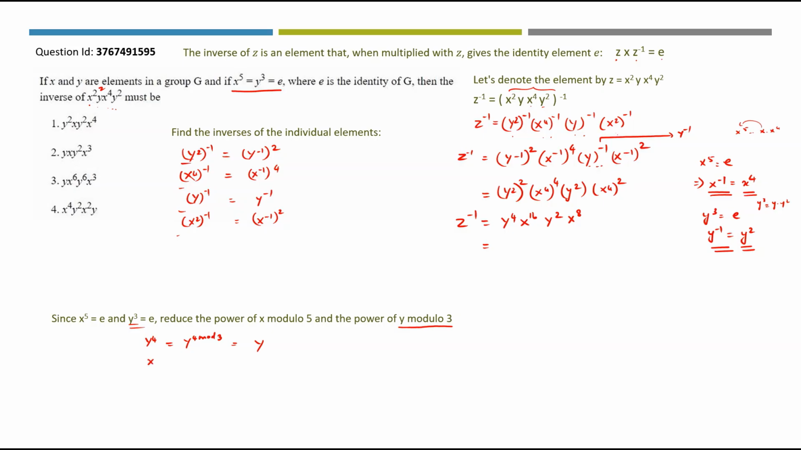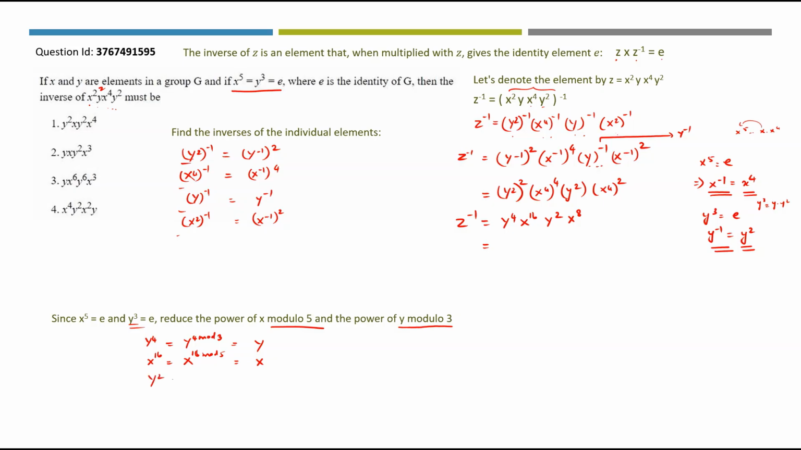What about x power 16? You have to use modulo 5 here for the power. So x to the power 16 mod 5. 5 3s are 15, so you will have only x power 1. So we are taking it as x.